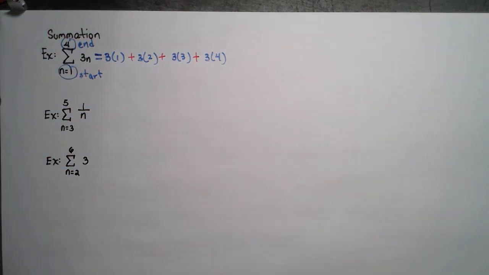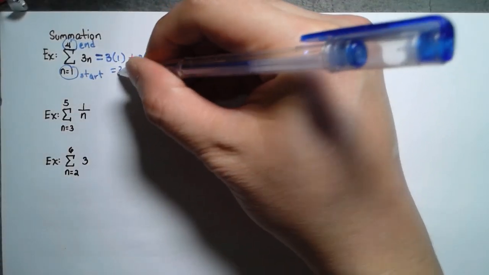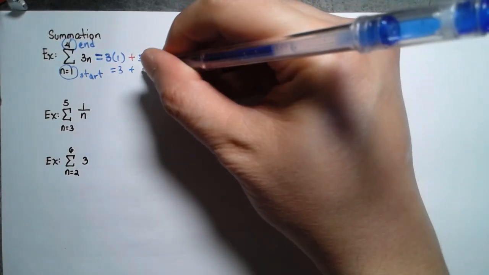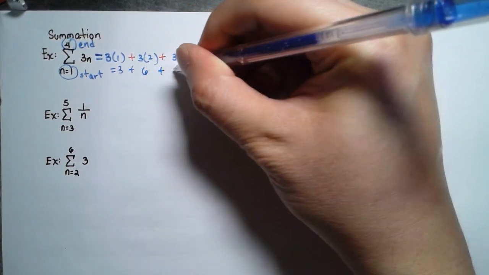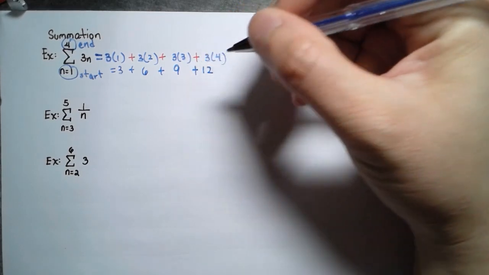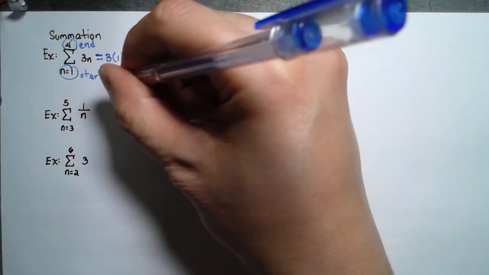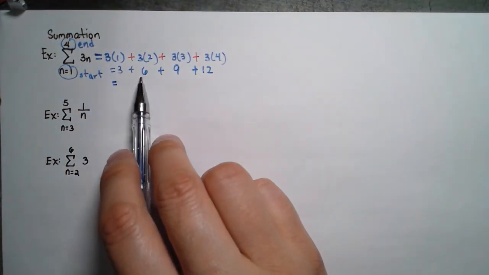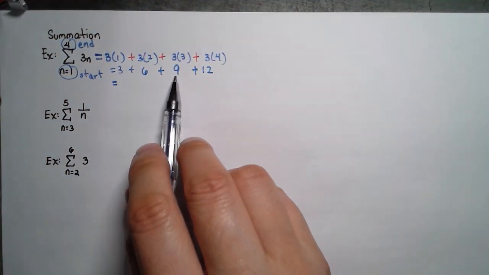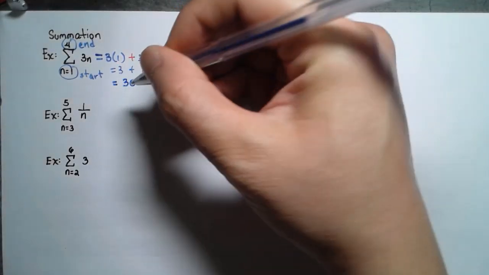So, if we're going to add every single one of them, then that means 3 times 1 is 3, plus 3 times 2, which is 6, and 3 times 3, which is 9, and 3 times 4, which is 12. All we have to do is add them up. This is just basic math at this point. 3 plus 6 is 9, 9 plus 9 is 18, 18 plus 12 is 30, and we are done with this problem.